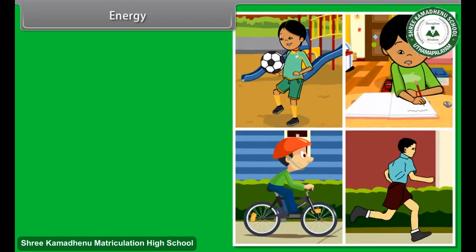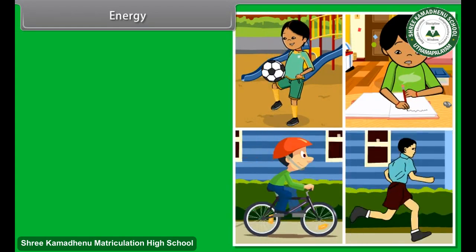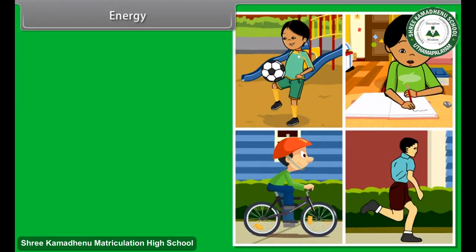Energy. We now know that to do any kind of work, we need energy. We must have energy to accomplish work, but the question is, where does this energy come from?